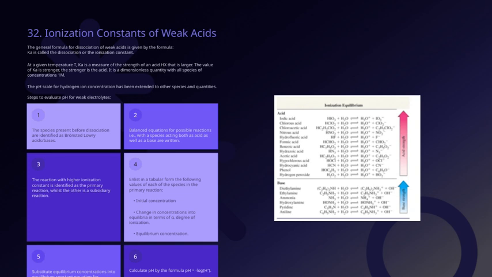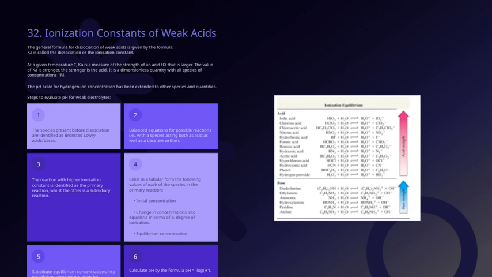Now, we need to consider possible reactions involving a species that can act both as an acid and a base. These are called amphiprotic species. For such reactions, we write balanced equations for each possible pathway. Among these reactions, the one with the higher ionization constant, or Ka, is identified as the primary reaction. The other with a lower Ka is considered a subsidiary reaction. Before dissociation, the species present are identified as Brønsted-Lowry acids or bases. This classification helps us understand their behavior in proton transfer reactions.